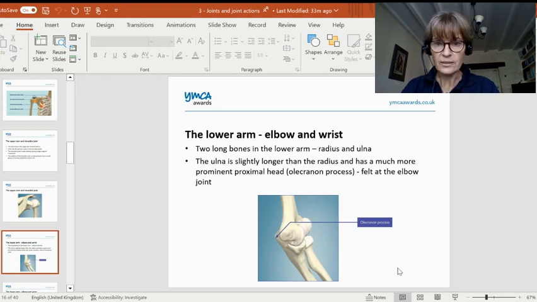Now, your ulna is actually the one that helps to create your elbow. And if you feel the bony bit, the back of your elbow, that's the top of your ulna, called the olecranon process. The top of the radius is actually a ring shape. So at the proximal end of these bones, the ulna is much bigger and the radius is smaller.